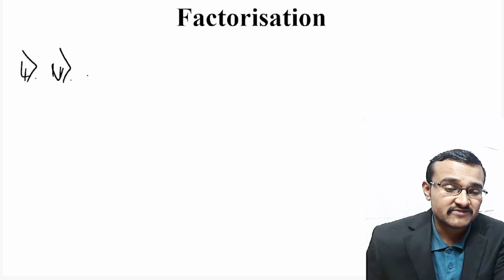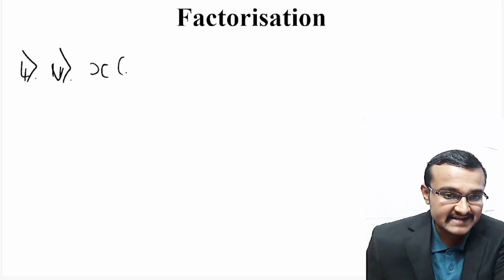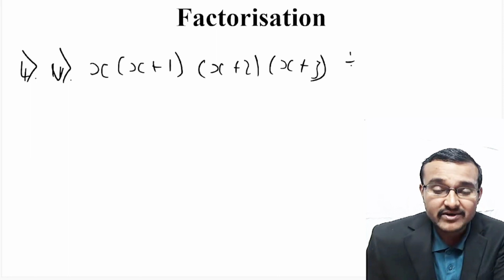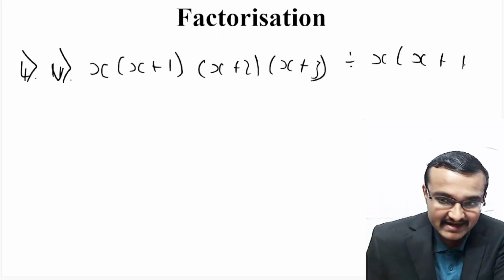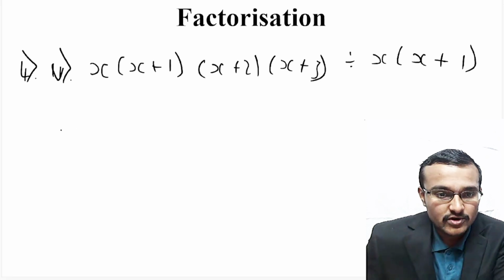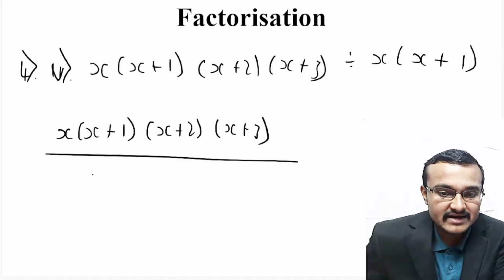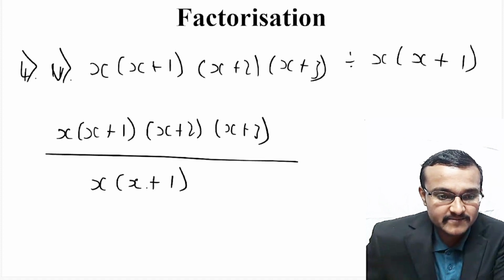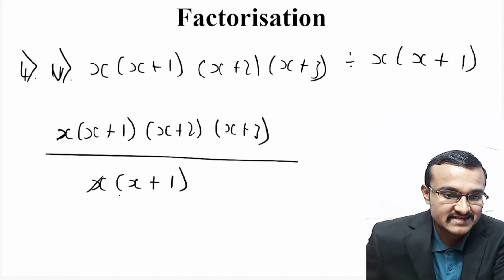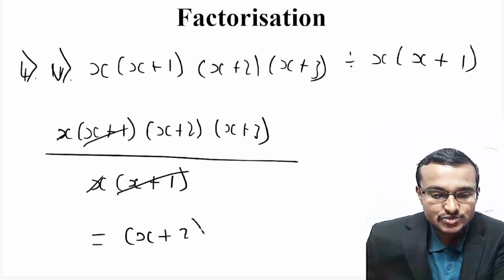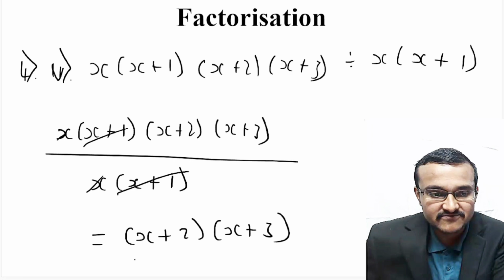So coming to the fifth question in this particular fourth question, they have given x into x plus 1 into x plus 2 into x plus 3 as one particular algebraic expression divided by x into x plus 1 as another algebraic expression. Now we will write this x into x plus 1 into x plus 2 into x plus 3 in the numerator divided by x into x plus 1 in the denominator. So here x and x get cancelled with each other, x plus 1 gets cancelled with each other. So you will be getting x plus 2 into x plus 3 as your answer for this particular fifth question in fourth question.